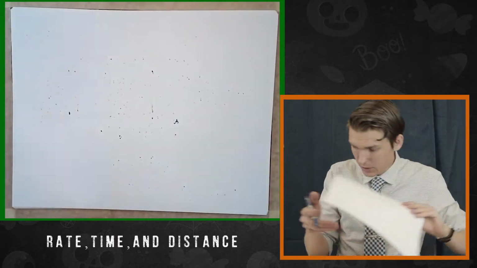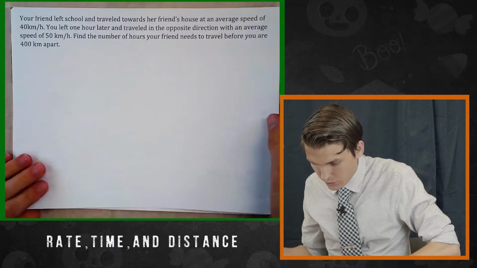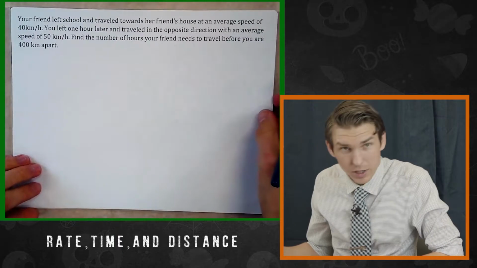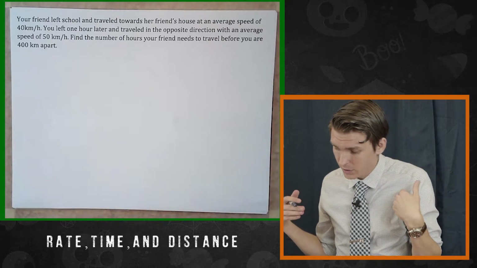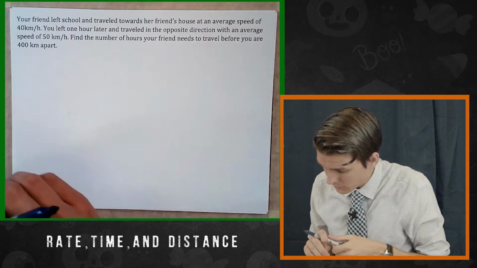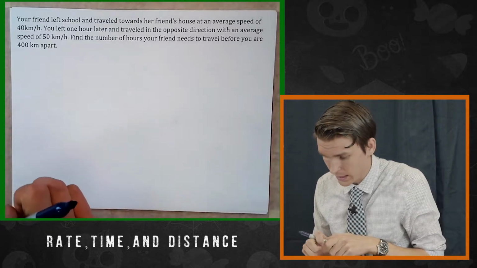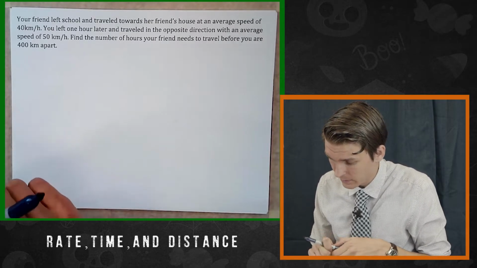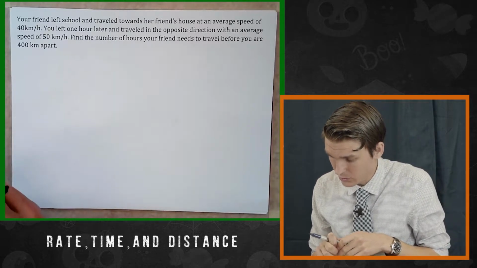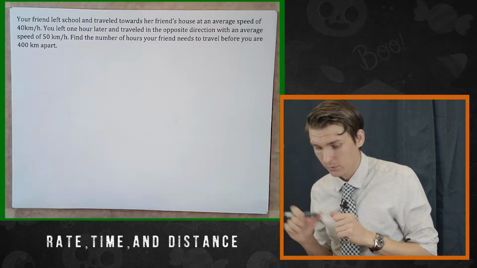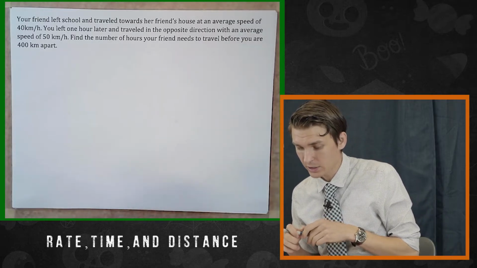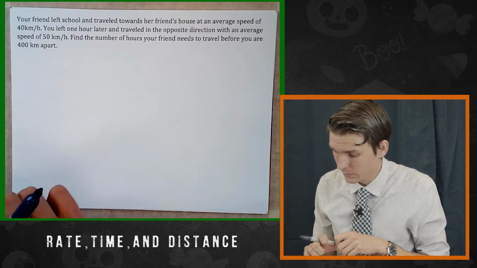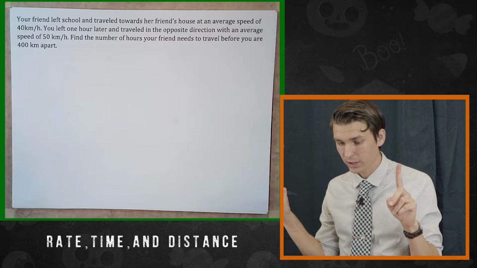Now, books love to have these questions, and I am not 100% sure of their total use, but you will see them frequently, so we need to know how to do it. So let's read this one. Your friend left school and traveled towards her friend's house at an average speed of 40 kilometers an hour. You left 1 hour later and traveled in the opposite direction with an average speed of 50 kilometers an hour, so you're a little bit faster. Find the number of hours your friend needs to travel before you are 400 kilometers apart.